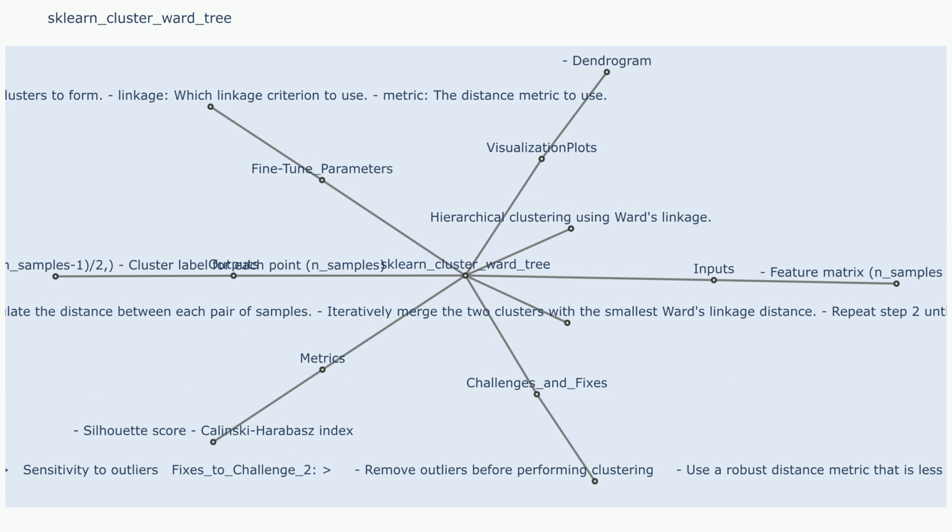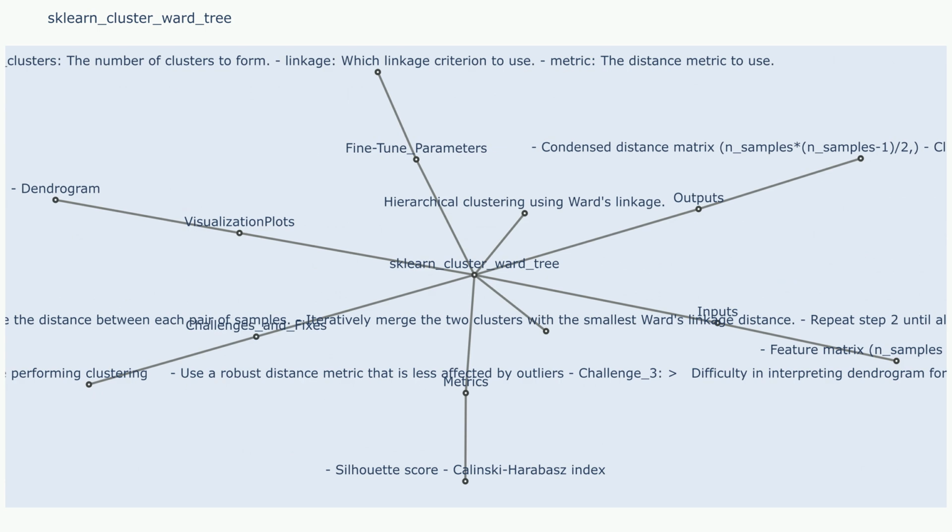N features. This output is a single integer representing the number of features in the input data, same as the number of columns in X. Feature names. This output, if X is a pandas data frame, will be a list of strings representing the names of the features in the input data.